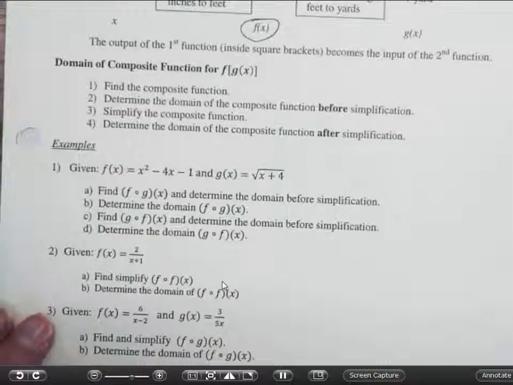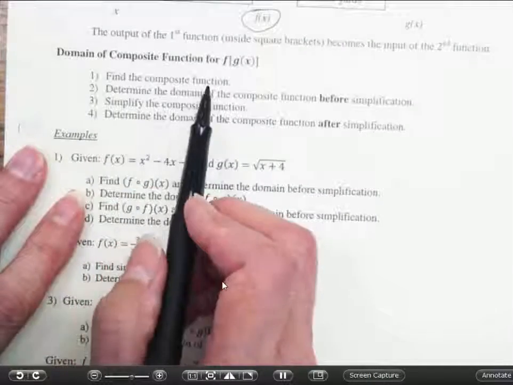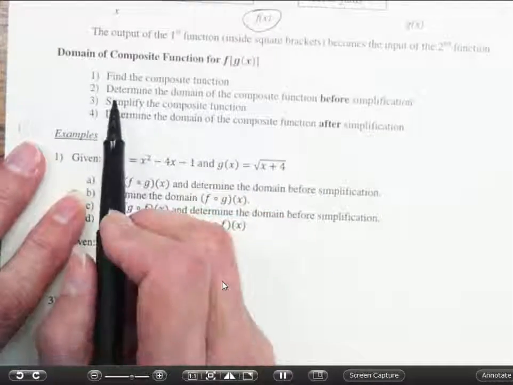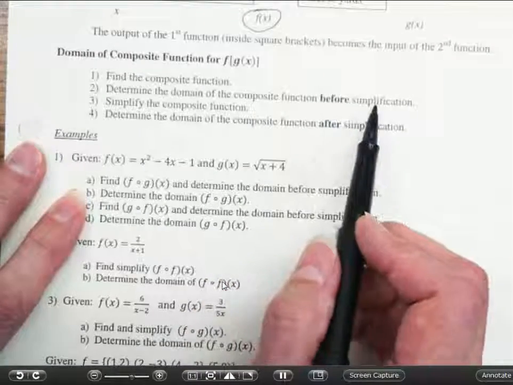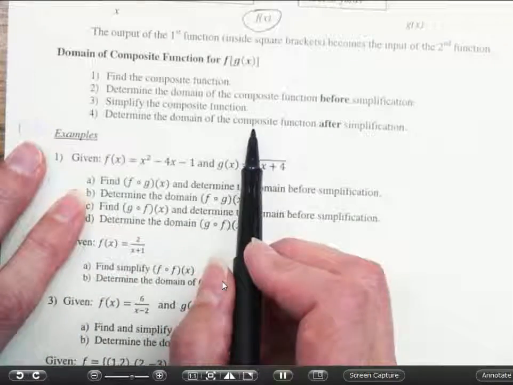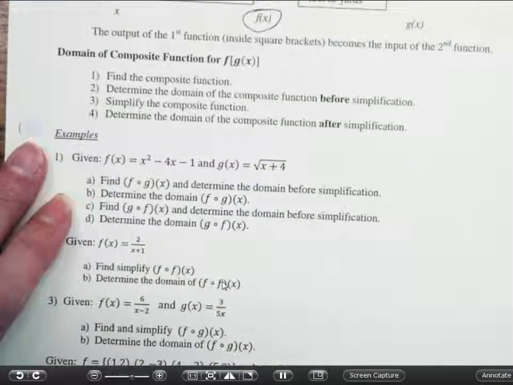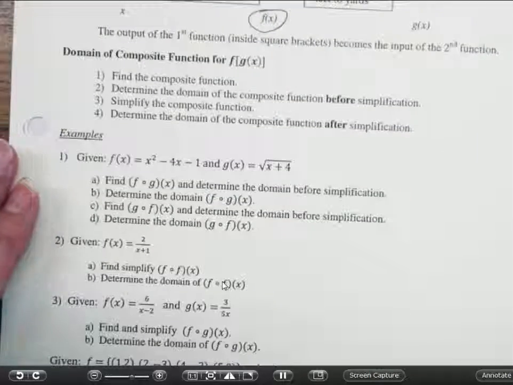Okay, so the domain of a composite function. First thing we're going to do is find the composite function. Then we're going to determine the domain of the composite function before simplification. Then we're going to simplify, and then determine the domain after simplification. So we're going to be doing several steps here. These examples will probably be done better on another sheet of paper.